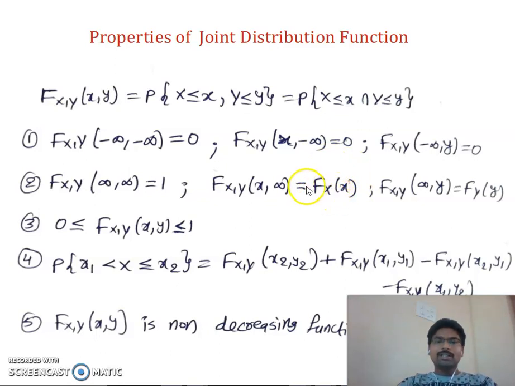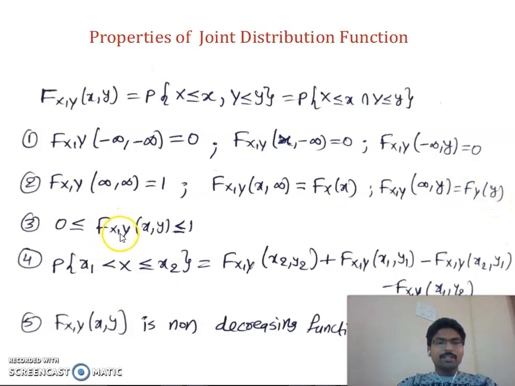distribution function. That is, if you know the joint distribution function, you can calculate the distribution function for only the X random variable. Similarly, F_{X,Y}(∞,y) is equal to F_Y(y). This is the marginal distribution function of Y. That is, if you know the joint distribution function and you put x equal to infinity, you can get the distribution function of Y alone.